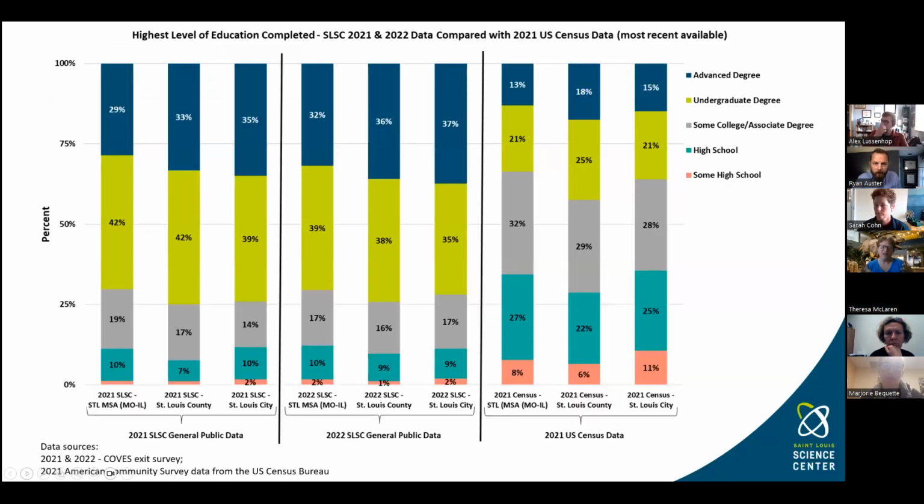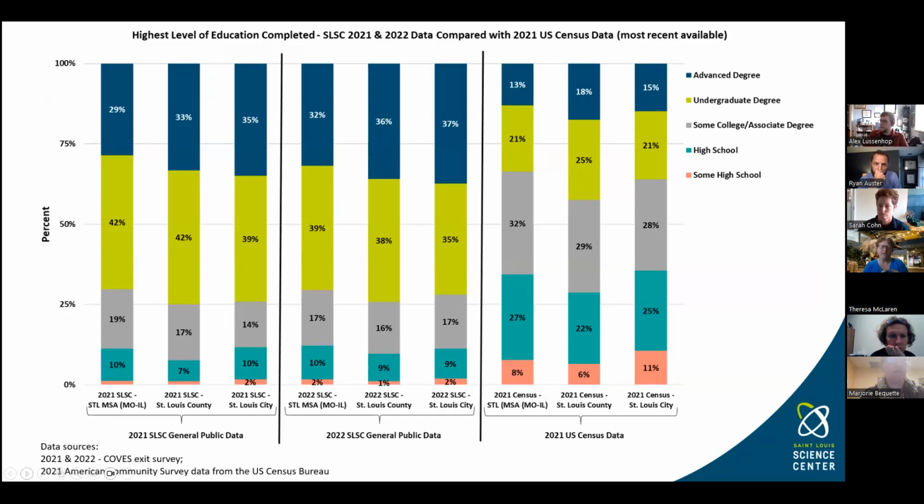So this is what my analyses end up looking like. And I know it's kind of a lot to absorb. So what I do here is I try to show 2 years of our COVES data. So that's the 3 bars on the left. That's the data from 2021. The 3 bars in the middle is the data from 2022. And then the 3 bars on the right is the data from the census. In this case, is the most recently available, which was the American Community Survey data.